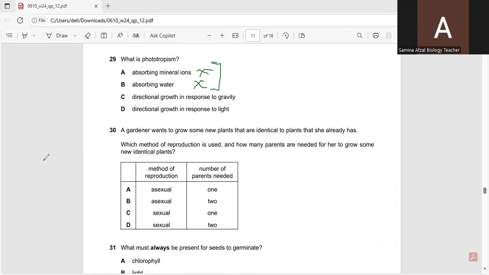C is the directional growth in response to gravity. This is called gravitropism, in which the root moves in response to the gravity. So that is gravitropism. So photo means light. So directional growth in response to light. So D is the correct option because this is the movement of the plants towards the light.